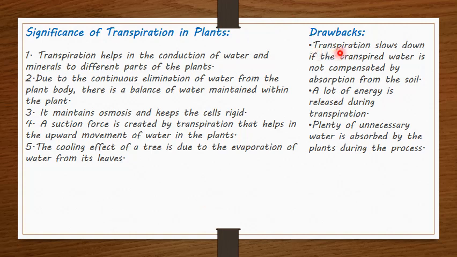Drawbacks. Transpiration slows down if the transpired water is not compensated by absorption from the soil. A lot of energy is released during transpiration. Plenty of unnecessary water is absorbed by the plants during the process.